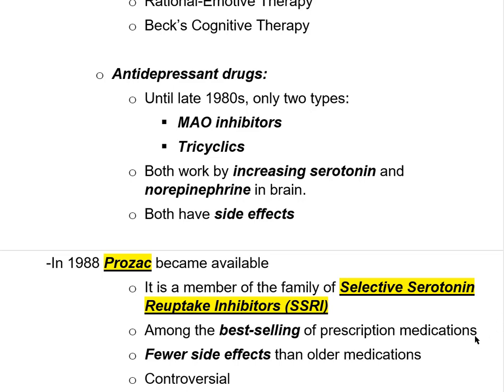Prozac and its cousins are now among the best-selling of all prescription medications. They became popular because they tend to have fewer side effects compared to the older medications. Most people can take Prozac. They're less likely to have problems with weight gain and daytime sleepiness and such. Prozac and its cousins are controversial, in part for the same reason that the older antidepressant medications were controversial, and in part for new reasons.